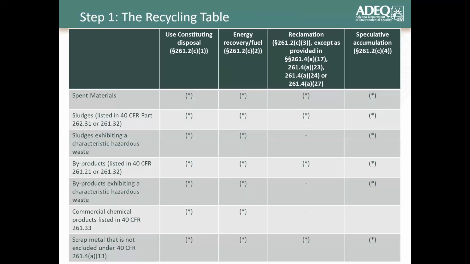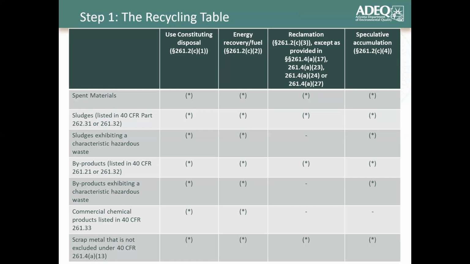Let's check the recycling table first. That's our first step. The waste in question is the acid wash water. However, I wouldn't call it spent yet. It's not a sludge, not a byproduct or a commercial chemical product or scrap metal either, so it doesn't really fit on the y-axis.